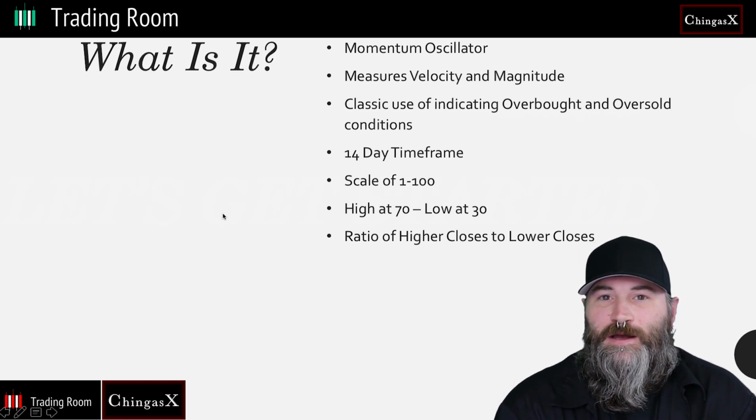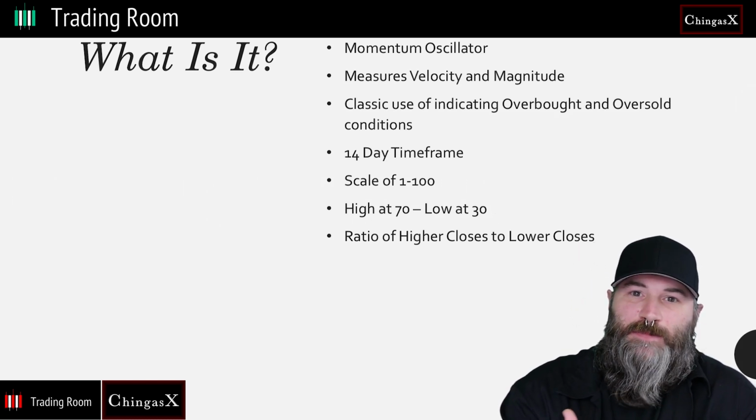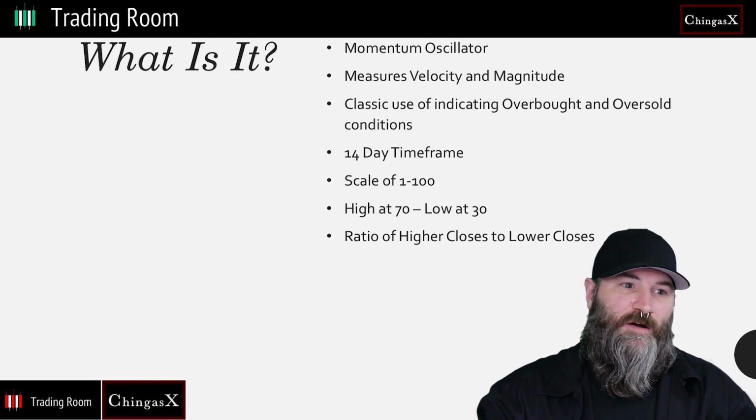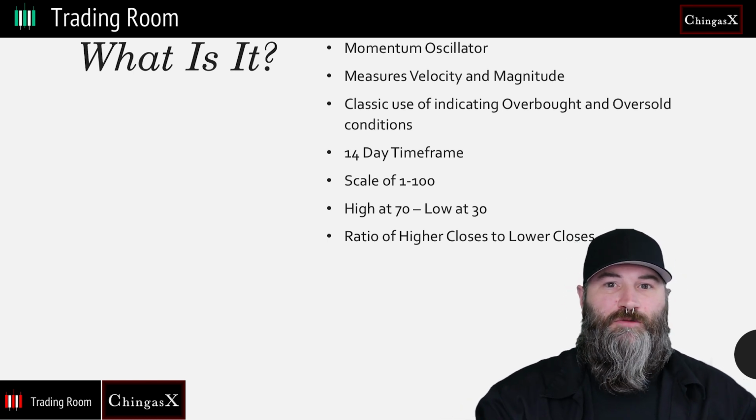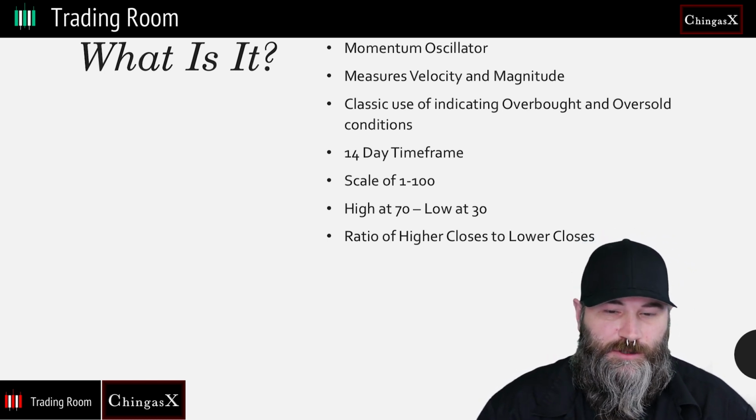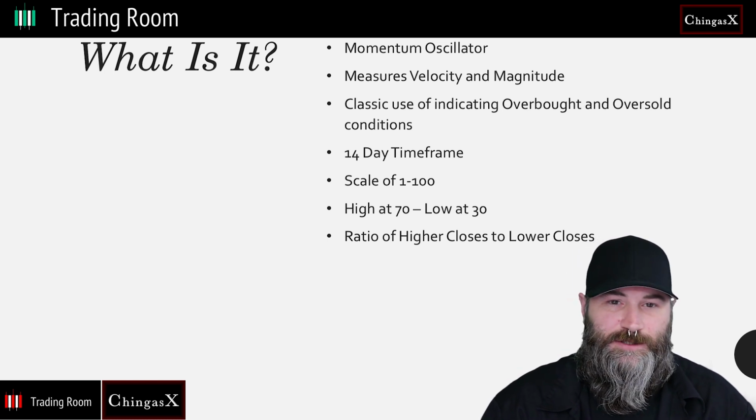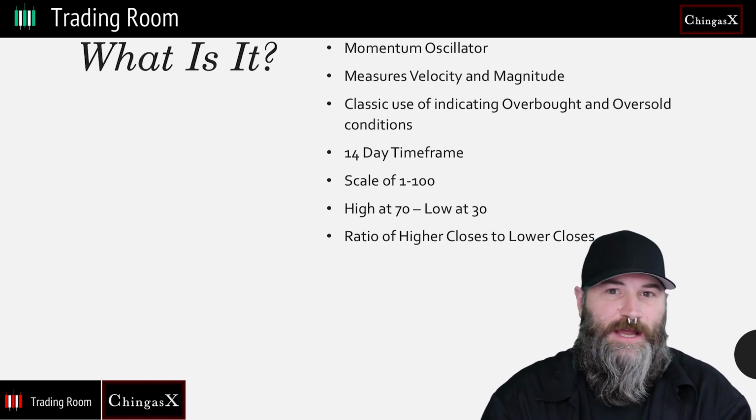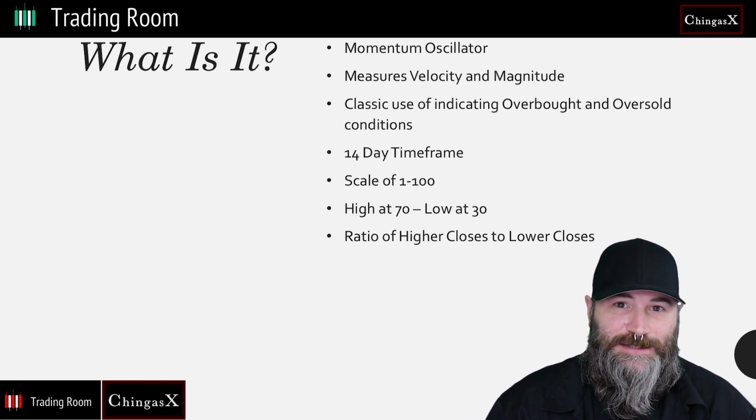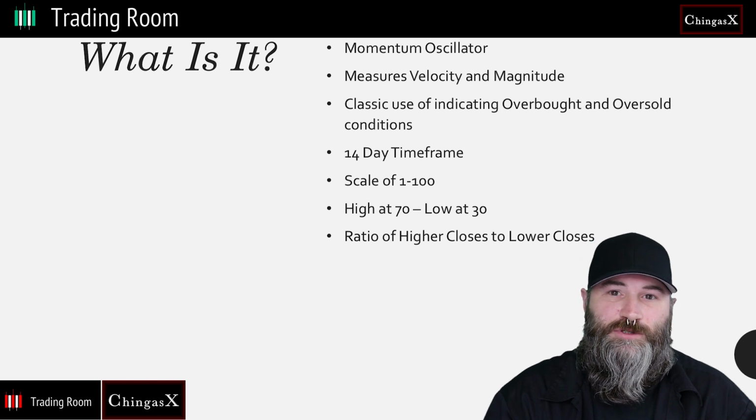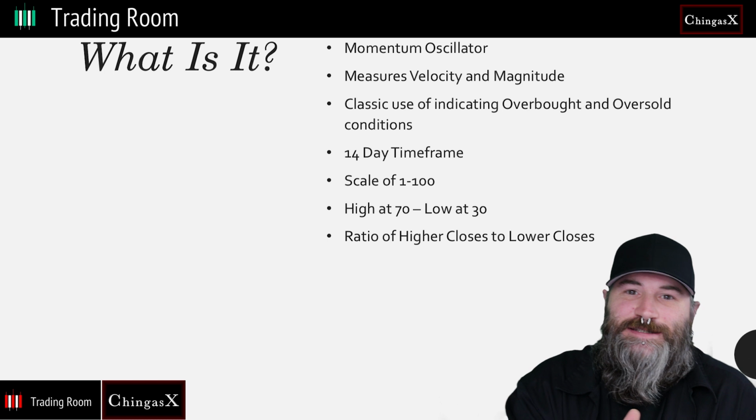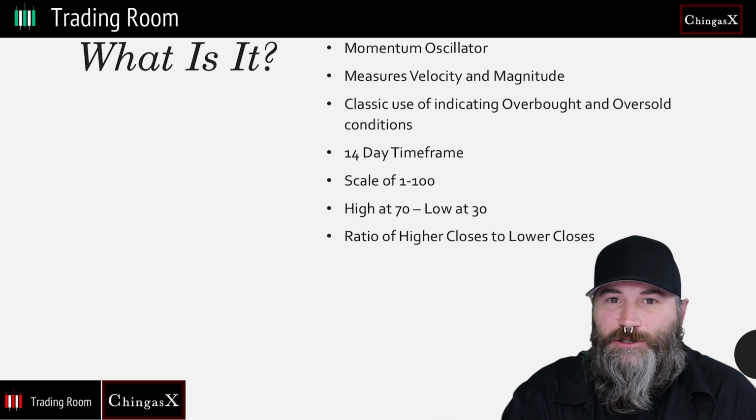What is it? Well, RSI is a momentum oscillator. It measures the velocity and the magnitude of price action, building a ratio between the low and the high in a given period. Default is 14 periods. So if you're on a daily chart, 14 days. If you're on an hourly chart, 14 hours. It does some calculations behind the scenes and spits it out onto a 0 to 100 scale. And by default, you're given a 70 upper line and a 30 lower line.